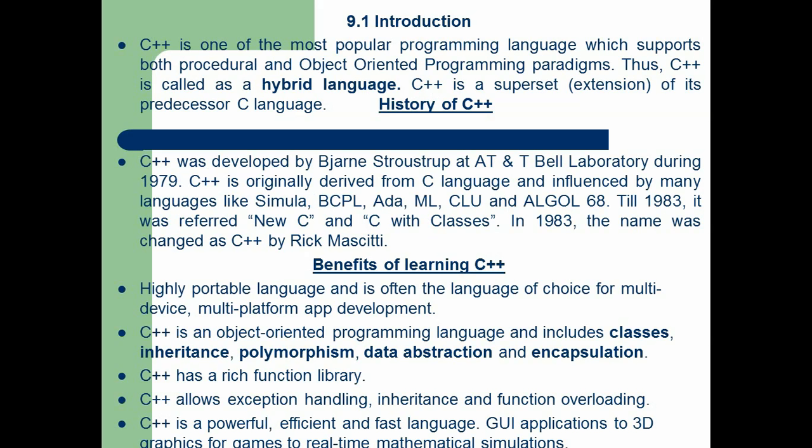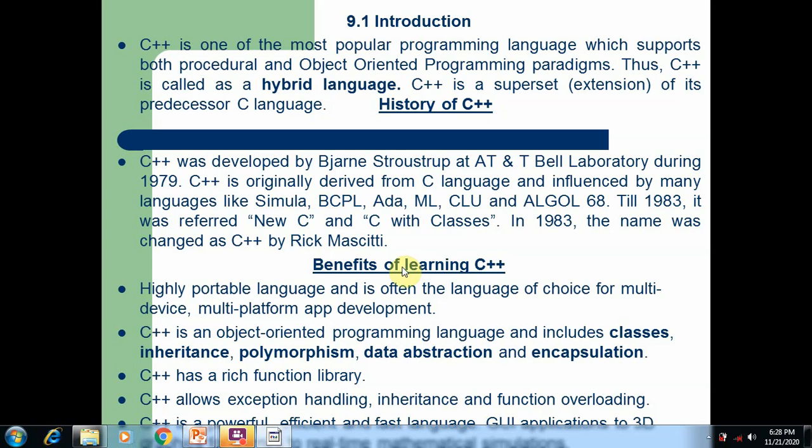So in introduction we are going to discuss three important things. One, what is C++, another, history of C++, and third is benefits of learning C++. So of course C++ is one of the most popular programming languages. What is language? Language is a software which is used to give instruction to computer. There are many languages like C, C++, Java, Fortran, VB, Pascal.